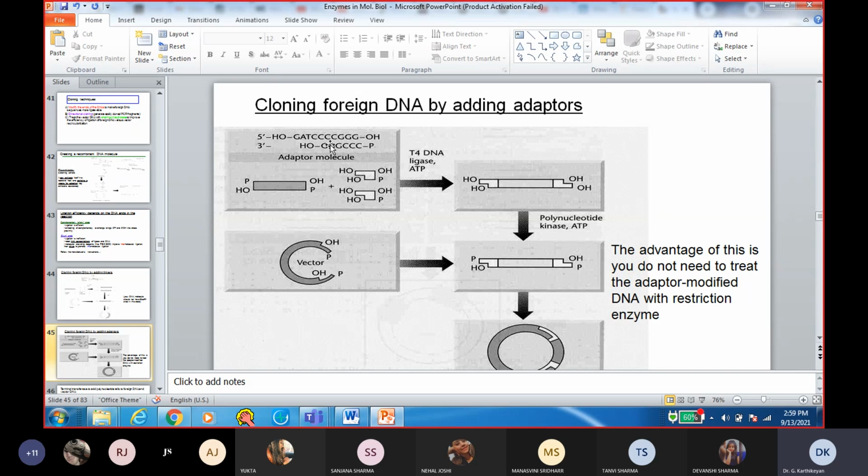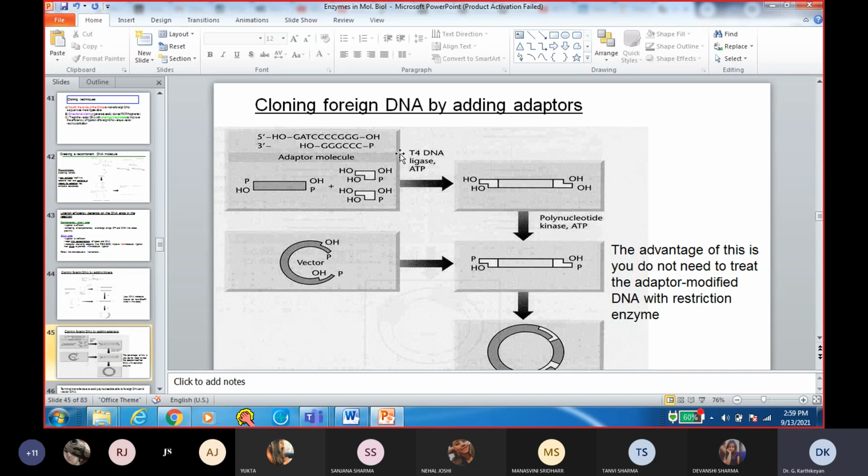This is going to match with this. Okay, this G is going to match with this C, this G to this C, this G to this C, this C to this G, and this. So this is going to be an adapter. An adapter is something in which one end is blunt and the other end is sticky ends.